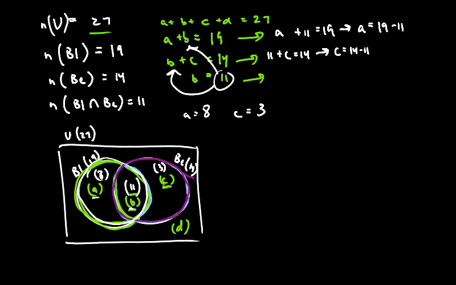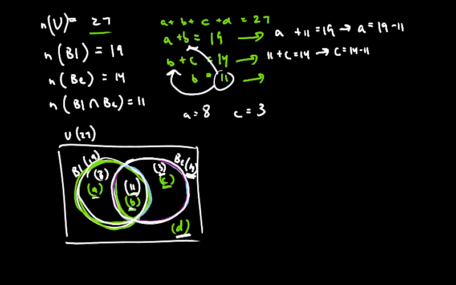Okay, 11 plus 3 would give us this whole circle here. And they already told us at the beginning that this circle is 14, and that's true because 11 plus 3 is in fact 14. Now, what is D? Well, let's see, we know all of the different pieces now, right?